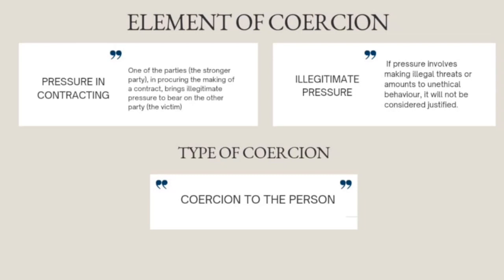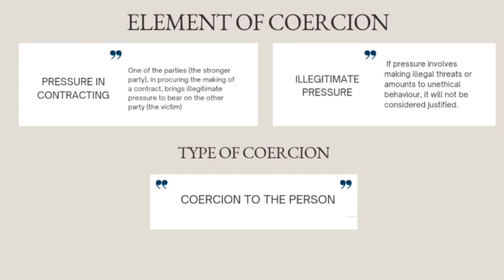In coercion, there are a few elements of coercion. First is pressure in contracting. One of the parties, the stronger party in procuring the making of a contract, brings illegitimate pressure to bear on the other party, the victim. In this case, the bully makes pressure in contracting to Alan to sign the contract.